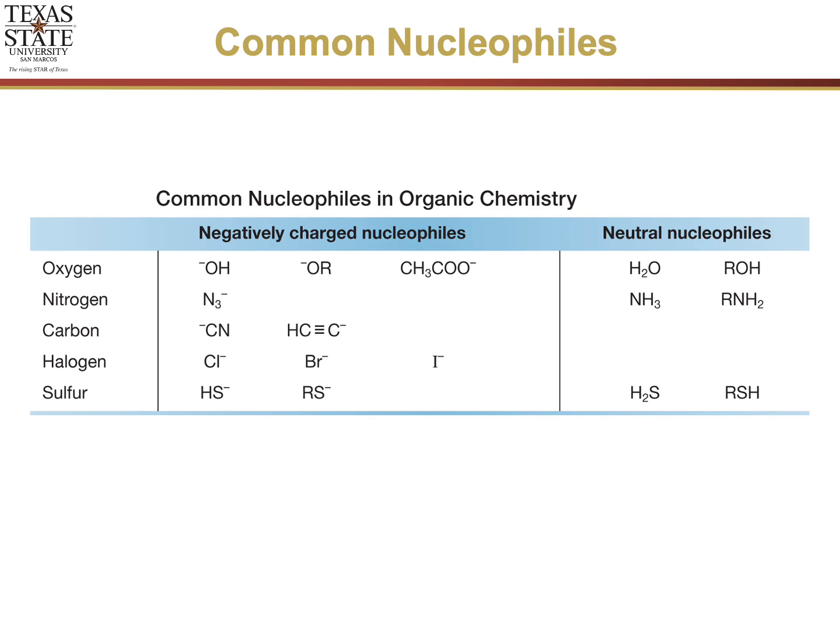Okay, these are some common nucleophiles. Oxygen has hydroxide, the alkoxide, and the salts of carboxylic acids, in this case the acetate ion. Nitrogen, we have the amide ion here, and the azide ion, N3 minus. We can also have carbon as a nucleophile, like in the cyanide ion or the acetylide ion. Halogens like chlorine, bromine, and iodine can be used, and sulfur can be used if it's deprotonated once. We also have neutral nucleophiles like water and alcohols, ammonia and amines, and dihydrogen sulfide and thiols.